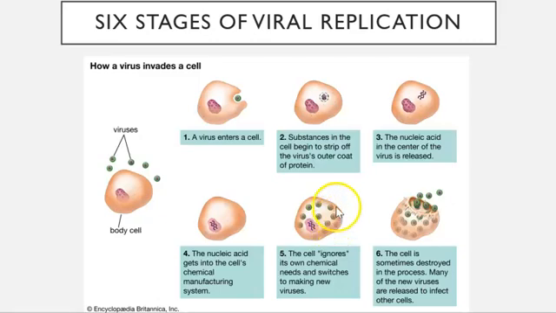So the virus is starting to replicate within the cell. And the cell is sometimes destroyed by this process, and many of the newer viruses are released to other cells so they can affect those other cells. And sometimes these viruses will go to the blood so it can spread throughout the body.